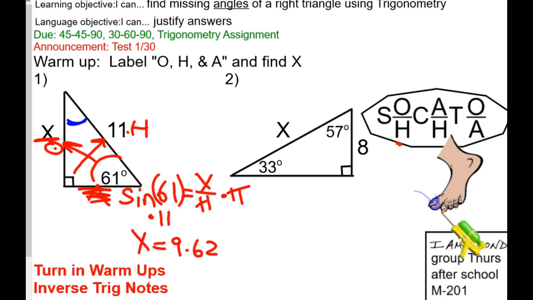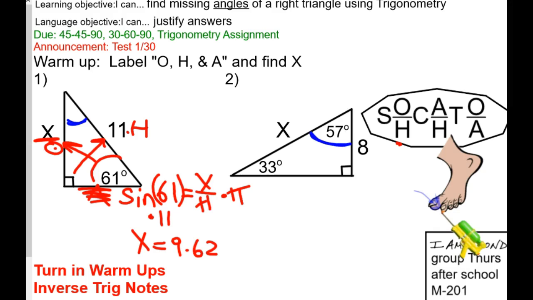Doesn't matter. If you start from 33 and do the right trig, you'll get the same answer as if you start from 57 and use the right trig. So let's see, who wants to start from 33? One, two, all right, three. Who wants to start from 57? Oh. All right, we'll start from 57.